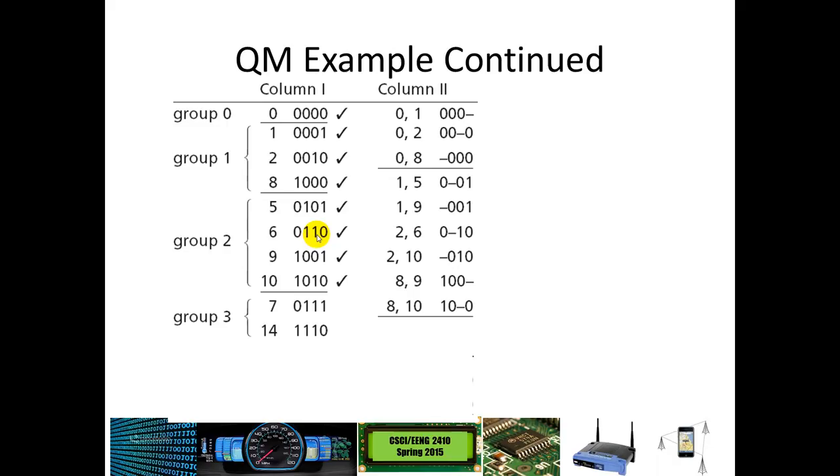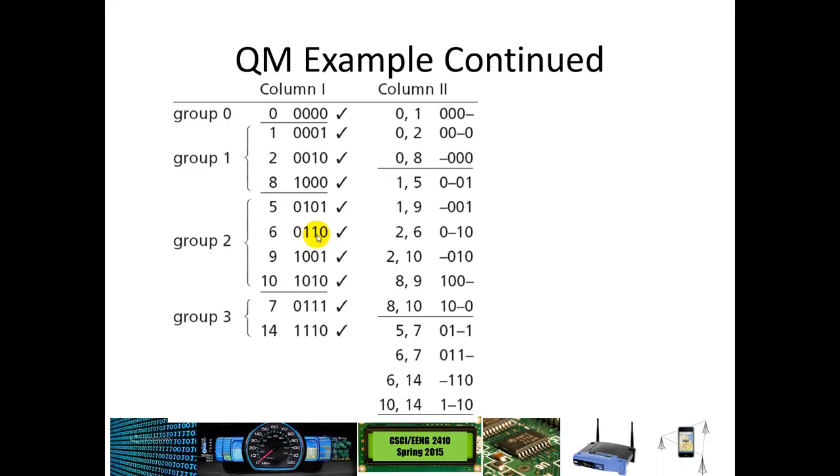Finally, we're going to compare group 2 to group 3. So within group 2 to 3, you notice that 5 and 7 can combine, as well as 6 and 7. And 9 cannot be combined with 7. We also notice that 10 cannot be combined with 7. And then we keep on going. We notice that 6 and 14 and also 10 and 14 can be combined.